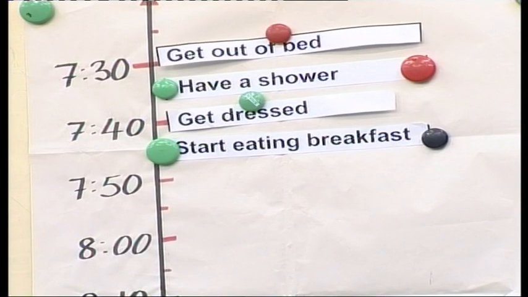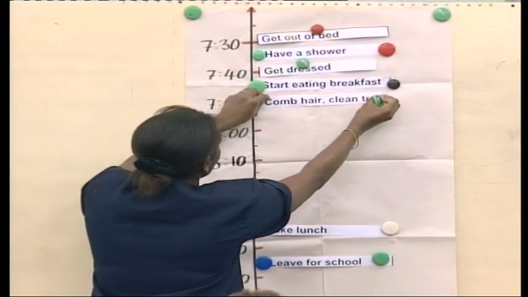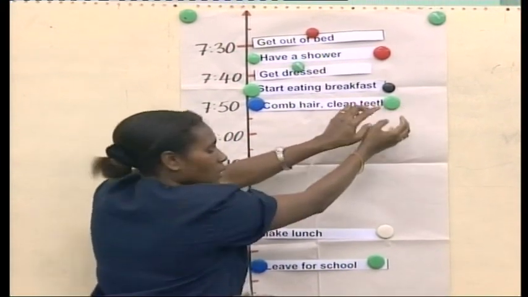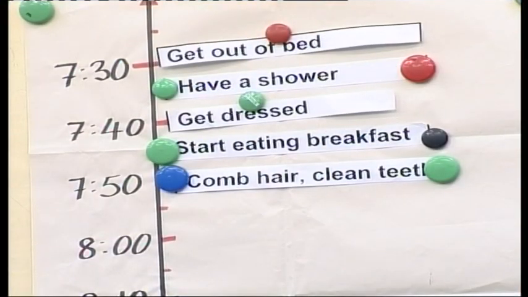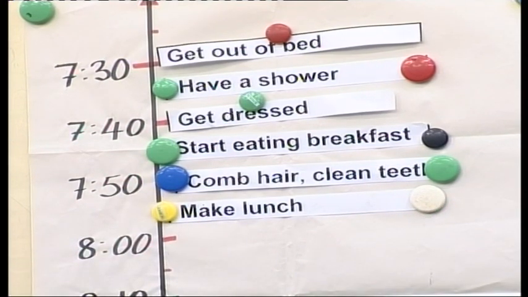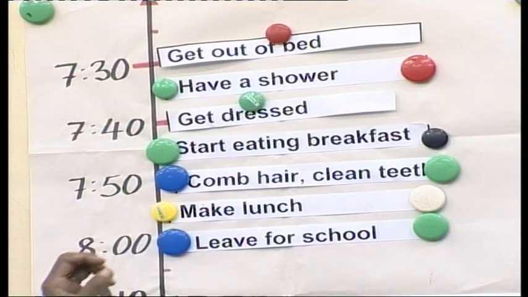What could be done after having your breakfast? Okay, you comb your hair and then you clean your teeth. Where can this go? Okay, 7:50. We are putting this in our situation as students. We get ourselves prepared before coming to school. After combing your hair and cleaning your teeth, you prepare lunch. Okay, 7:55. And 8 o'clock? Leave for school. So we are making changes to this just to put ourselves into the situation of being a student.